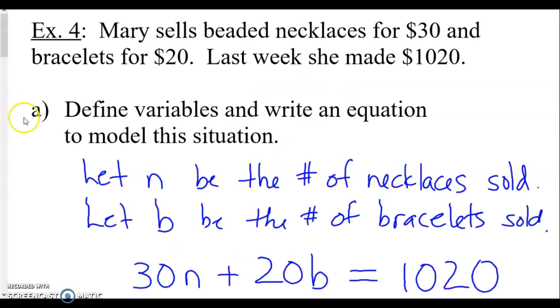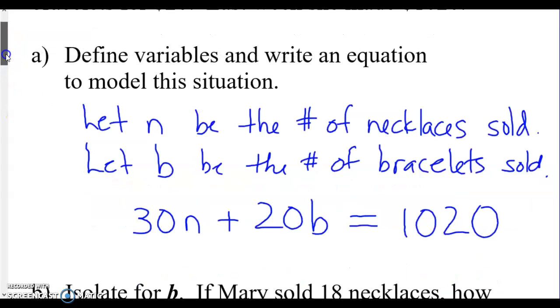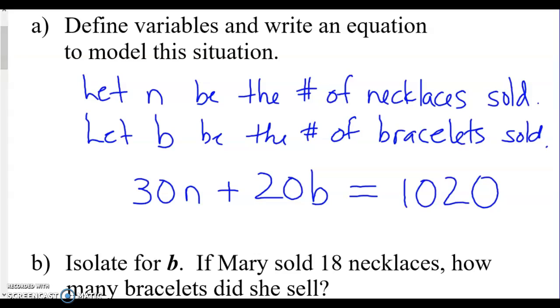Example 4. Mary sells necklaces for $30 and bracelets for $20. Last week she made $1,020. Define variables and write an equation to model this situation. So we've seen these problems before in Chapter 3 and Chapter 4. I want to stress, when you are asked to define variables, you need to be specific. So here, I'm going to choose the variables n and b, simply because we're talking about necklaces and bracelets. You could very easily have chosen x and y. It's your choice. What's important is that when you define your variables, you explain what those variables represent.